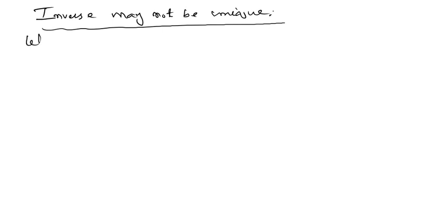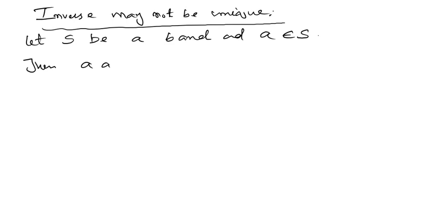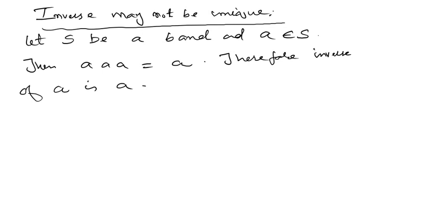So let S be a band. अगर आपके पास बैंड होगा, let S be a band and A belongs to S. क्या A का इनवर्स एग्जिस्ट होगा बैंड में? व्हाट्स इट्स इनवर्स? Itself. So then we have this equation, A is equal to A. So therefore inverse of A is A. Okay, inverse of A is A. But inverse is not unique in general.